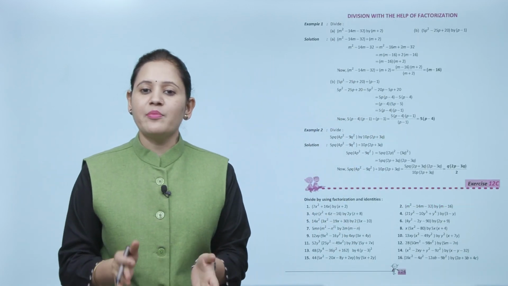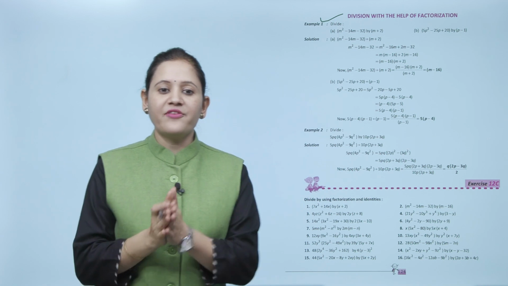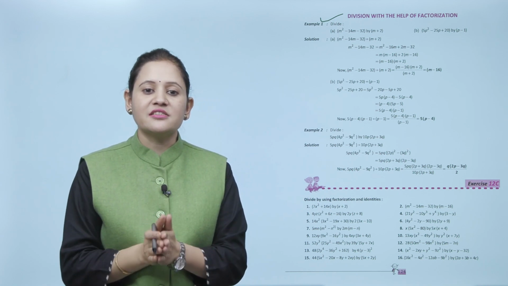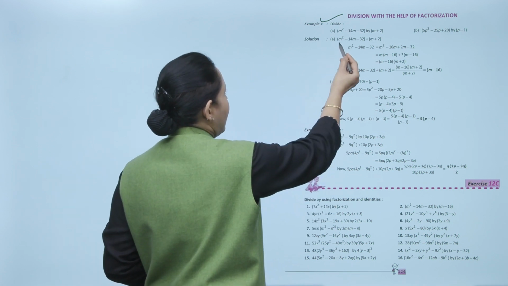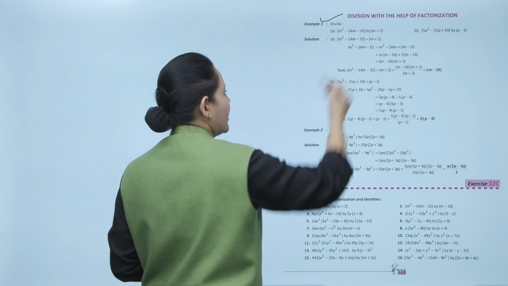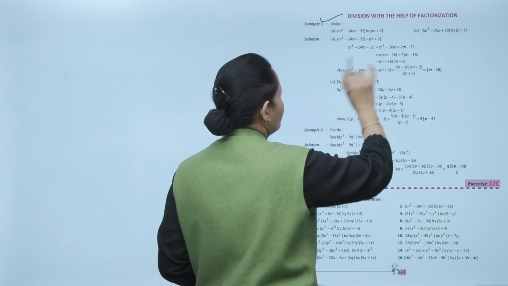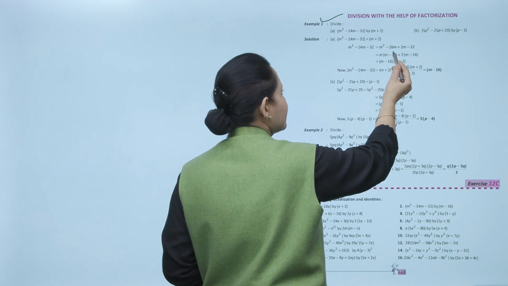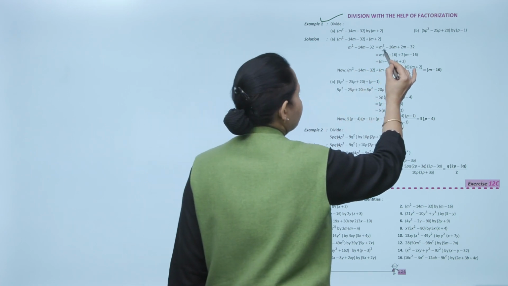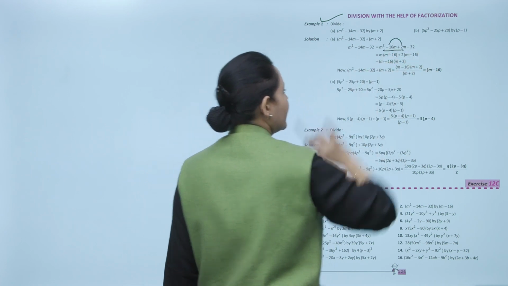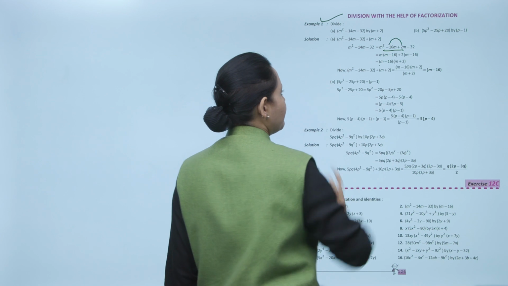Next is division with the help of factorization. We'll take an example. Divide m square minus 14m minus 32 by m plus 2. So what we have to do? We have to divide m square minus 14m minus 32 by m plus 2. So m square minus 14m minus 32 can be written as m square minus 16m plus 2m minus 32, because if we add these two we get minus 14, and if we multiply we get minus 32. Now again we factorize it, and we get the factors m minus 16 and m plus 2.